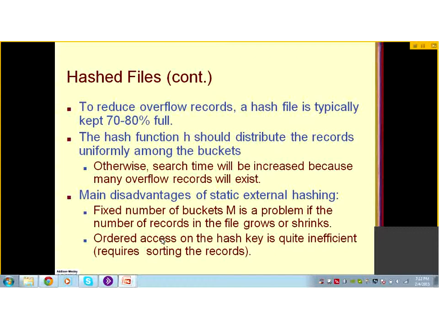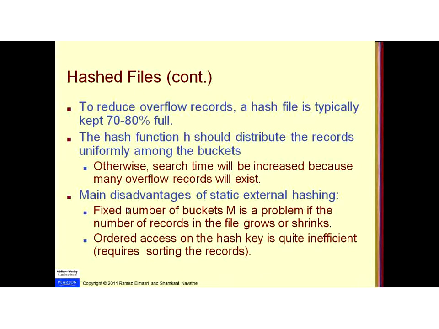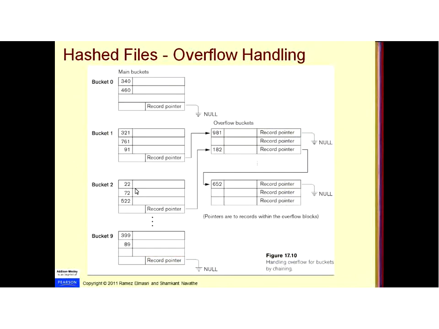The main disadvantage of static external hashing is the fixed number of buckets, because you have a fixed number of buckets available, which cannot grow and shrink, and ordered access on the hash key is quite inefficient because you are just placing the records as they are coming. You are not sorting them and then placing them. So if you want to access them in order, it will be difficult because every block is stored at a different location. All your data is dispersed.